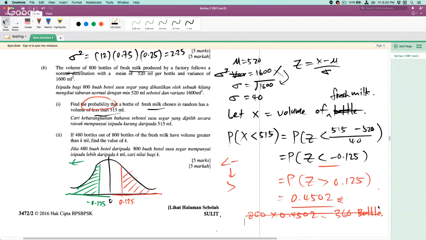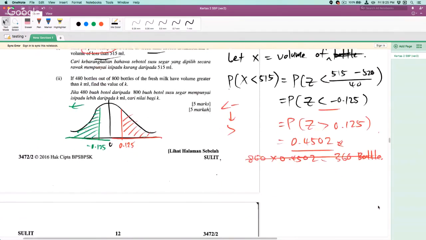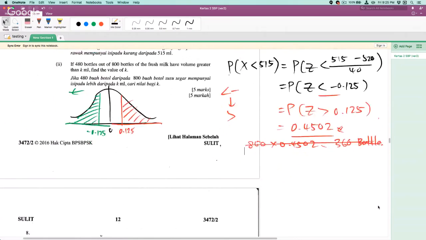Okay, for part B, the second part: 480 bottles out of 800 bottles of the fresh milk have volume greater than K. Find the value of K. So I know X is the volume of the fresh milk, and it says greater than K. So this is probability, and I want to know the probability. Therefore, it gives you this information: 480 out of 800. This one is definitely probability. So I will say 480 divided by 800, which equals 0.6.